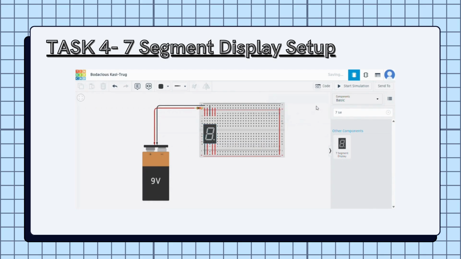In this circuit, wires are connected from the positive rail to each of these segment pins, causing them to light up.